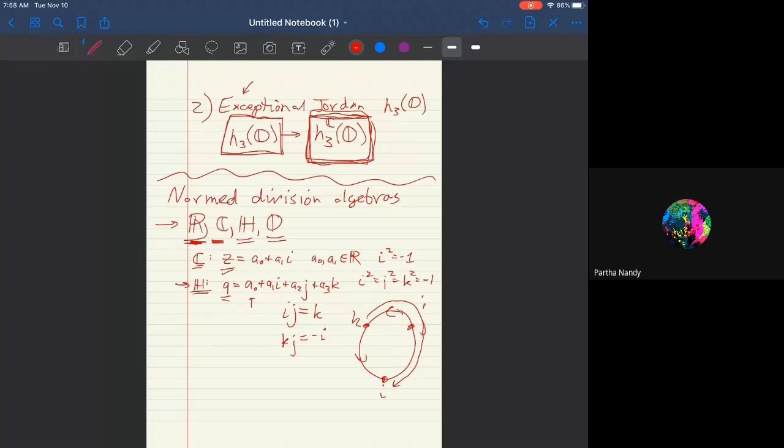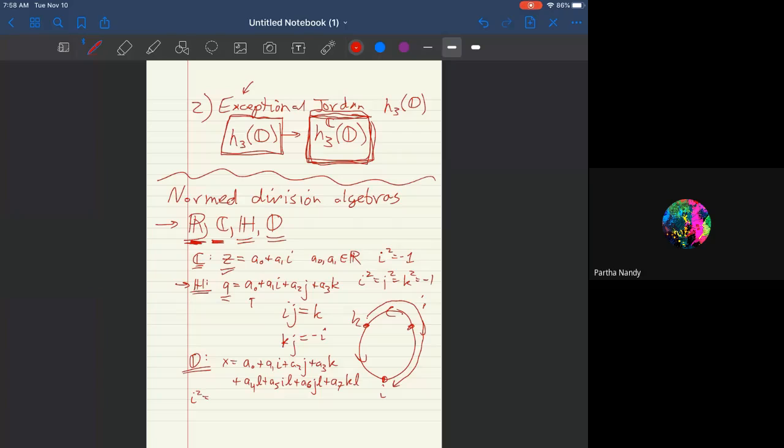The octonions are numbers of the form A0 plus A1 i plus A2 j plus A3 k plus A4 l plus A5 il plus A6 jl plus A7 kl. Okay, so now there are 7 imaginaries, which all square to -1.